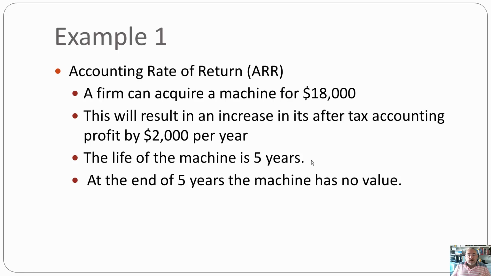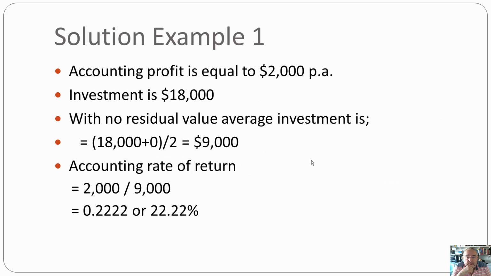Okay, so here's an example. A firm can acquire a machine for $18,000. This will result in an increase in its after-tax accounting profit by $2,000 per year. That's after depreciation. Okay, so total effect will be $2,000 per year additional. The life of the machine is 5 years. At the end of 5 years, the machine has no value. So we can work out what the depreciation is that's gone into calculating that 2,000 profit.